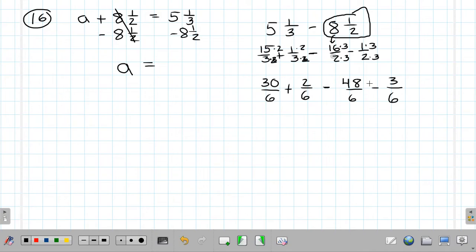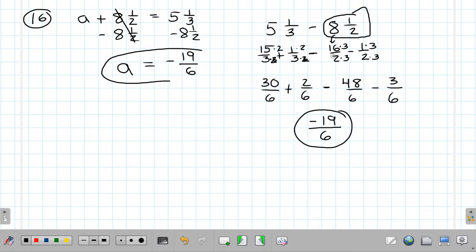And then we just add and subtract all these numbers together. So 30 plus 2 is 32 minus 48. Well, once again, that's a little tricky, but 32 minus 48 would be negative 16. And then negative 16 minus 3 would be negative 19. So it would be negative 19, and all those are over 6, so it would be negative 19 over 6. And I'm fine with improper fractions for answers here, okay? You could technically break this down into a mixed number, which would be negative 3 and 1/6, if you know how to break it down as a mixed number.